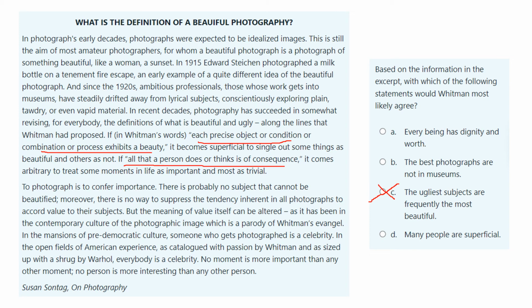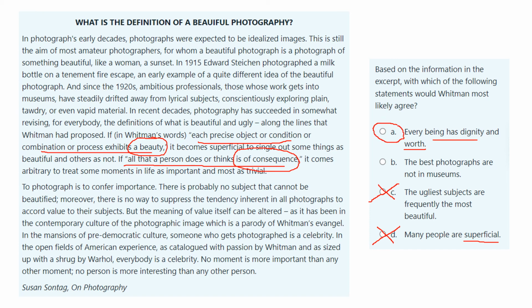is important. So superficial means you don't really care, you don't go deep, you only look at the outside. Well, that's the opposite of important. So D is wrong. So we're looking at A or B. He doesn't really talk about museums, but he does talk about every object being beautiful and every person being important. So every being has dignity, has honor, has importance, has worth. Another word for worth would be value. Everything has importance and beauty. Everything and everyone is valuable. Answer A would be the best.